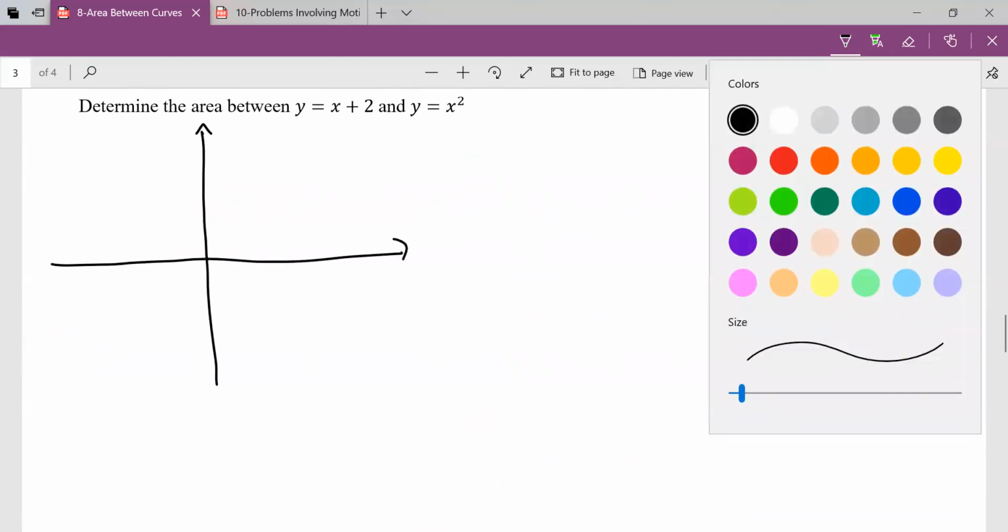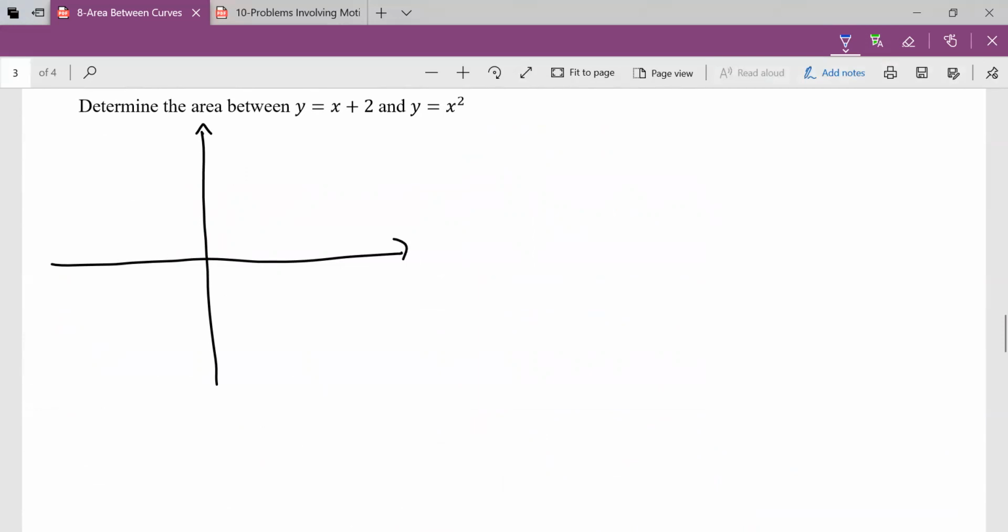Well, y is equal to x plus 2. All right, so again, I've got a y-intercept at 2. And my slope is +1, which means I'm going to have an x-intercept at -2. So there's that one. Let's call that y1, just like that.